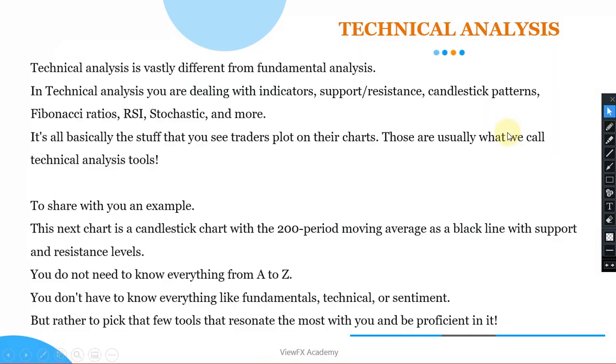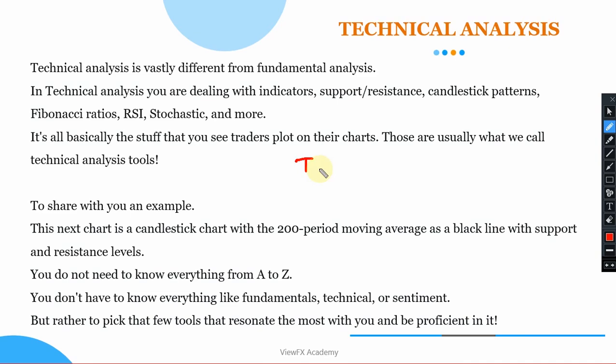So the next one is the technical analysis. This is where most traders fall in because the news doesn't come out every day and every time. So if you're using things like trend lines, indicators such as moving average, stochastic, RSI, ATR, whatever indicators you're using, if that's what you use to trade, you are a technical trader.